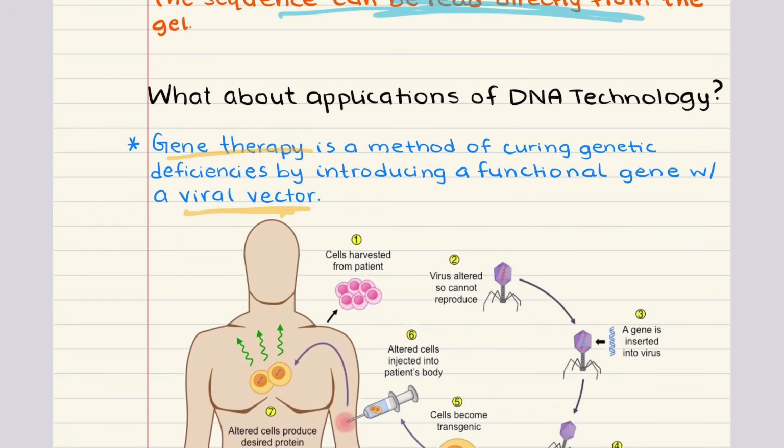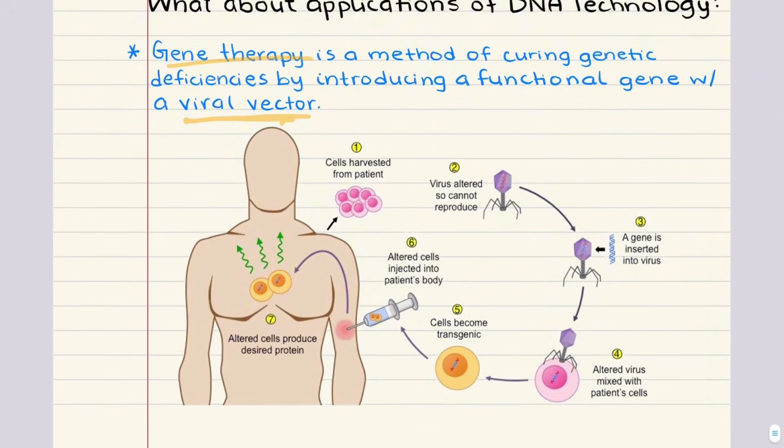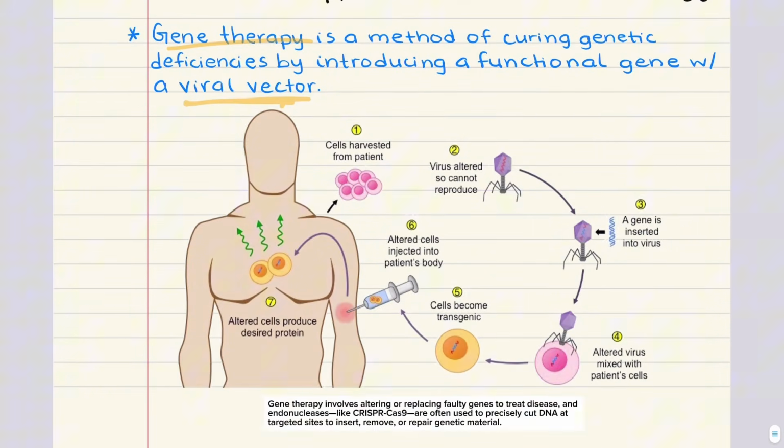The functional gene is inserted into the viral genome, and the virus is then introduced to patient cells, either directly or after the cells are extracted and modified in the lab. Once inside the cells, the introduced gene can then begin producing the missing or defective protein, and that can potentially correct the underlying problem. Now, this approach has been explored for disorders like severe combined immunodeficiency, certain inherited blindness conditions, and even some forms of cancer.